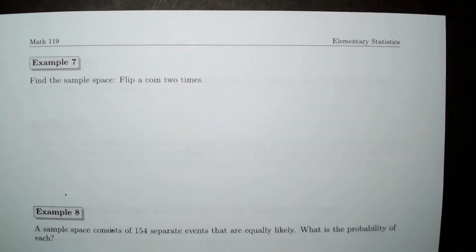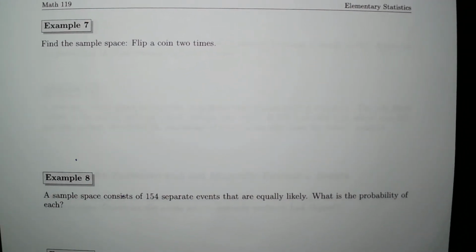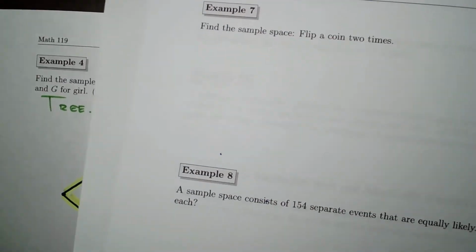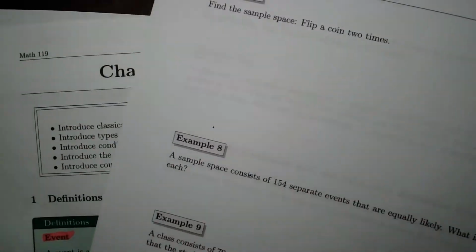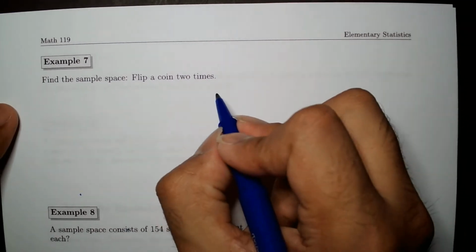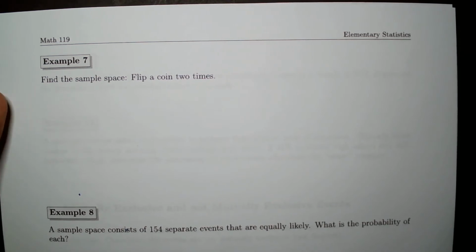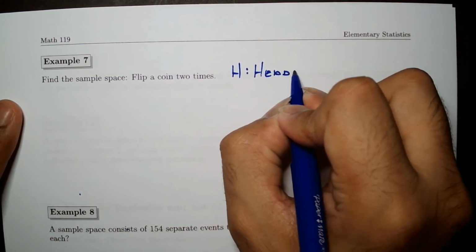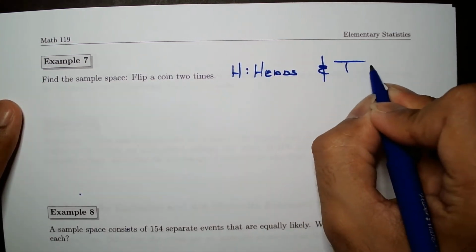Let's move to the next page, see what we have. All right, so find the sample space, flip a coin 2 times. This one is going to be very similar to the couple having the 3 children, except for this is going to be flipping a coin 2 times as opposed to 3 times, as opposed to having three babies. Okay, so let H be heads and T be tails.